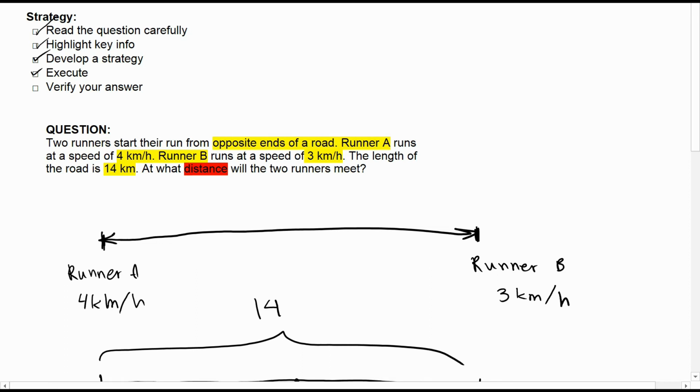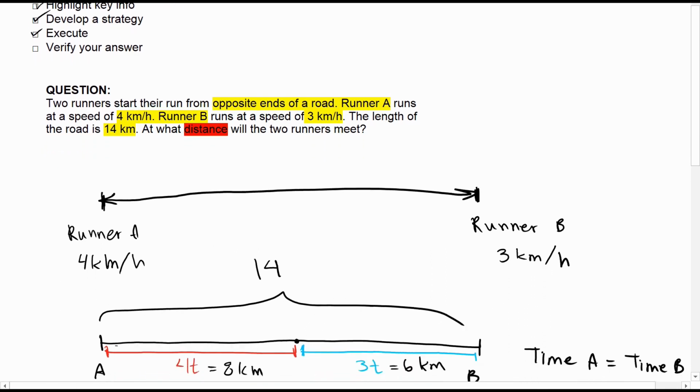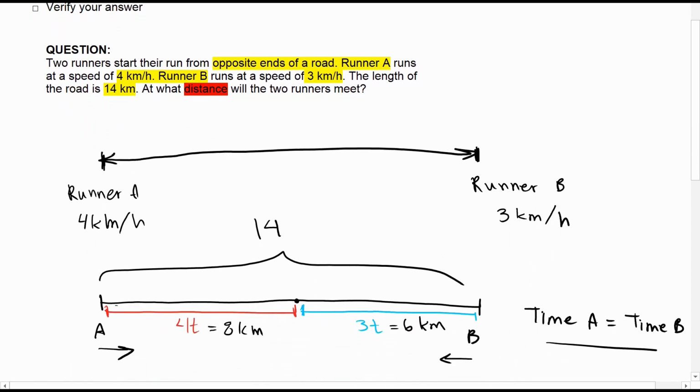So to verify our answer, let us go through the problem one more time. Two runners start their run from opposite ends of a road. Runner A runs at a speed of 4 kilometers an hour. Runner B runs at a speed of 3 kilometers an hour. The length of the road is 14 kilometers. At what distance will the 2 runners meet?